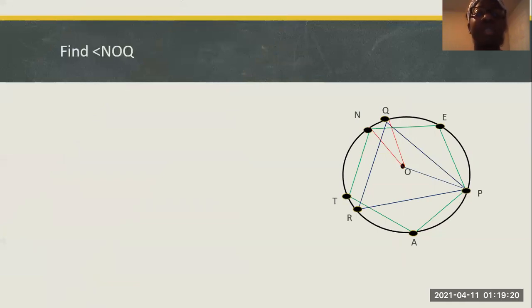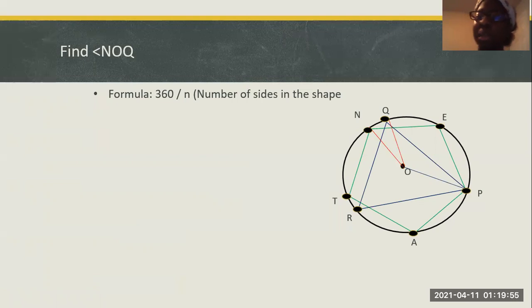Now in problem 5, we need to find the angle NOQ. Now these are our squares. We have a circle with a pentagon inside of it, and then we have an equilateral triangle. And we need to find NOQ, which is this red triangle right here. So for a fact, we have a pentagon and an equilateral triangle. To find this, you need the formula 360 divided by n, where n is the number of sides of the shape. 360 because it's the circle, and the circle is 360.